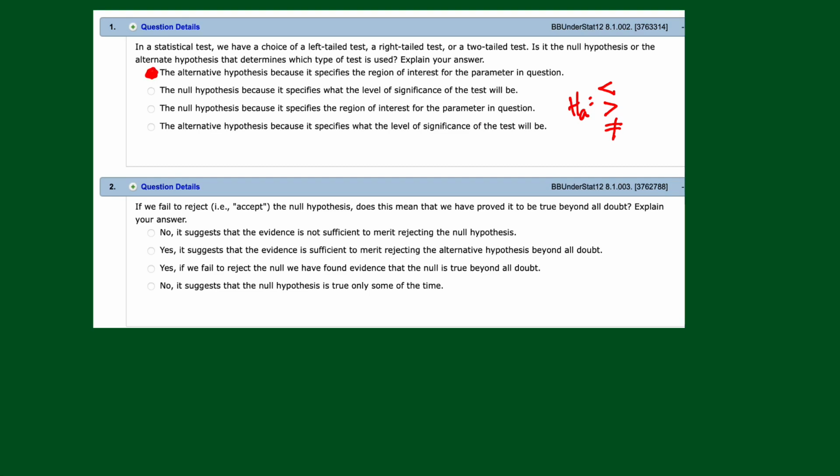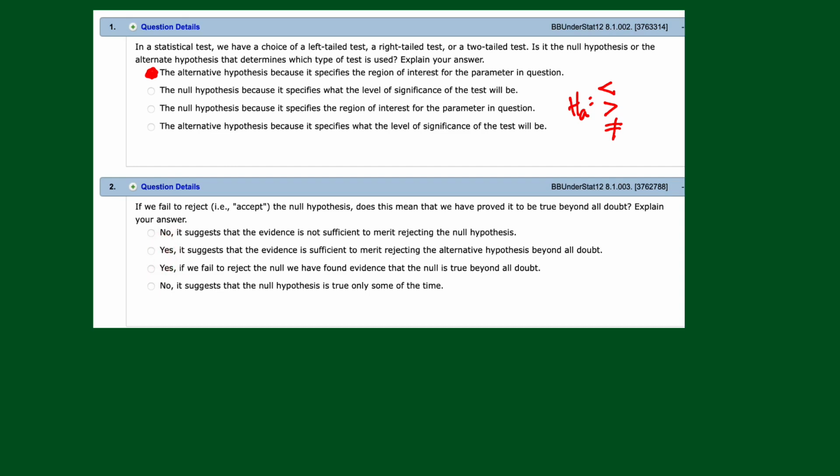Now, the second question is this. If we fail to reject, in other words, accept, okay, that's interesting. If we fail to reject the null hypothesis, does this mean that we have proved it to be true beyond all doubt? Well, no, not at all. It means we just don't have enough evidence to reject it. So we can scratch out the yeses.